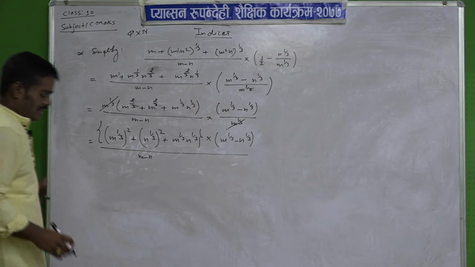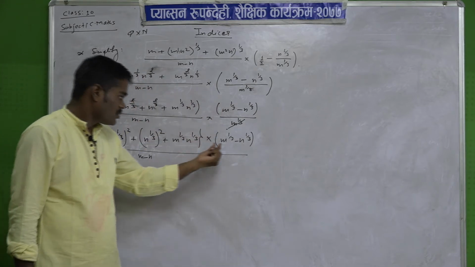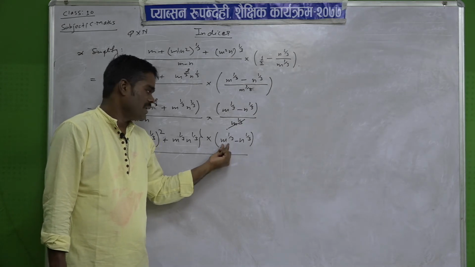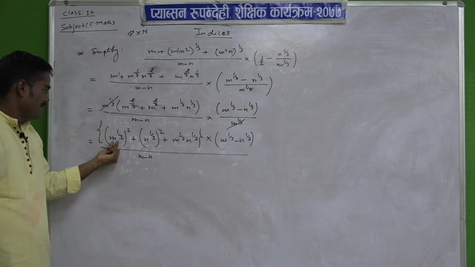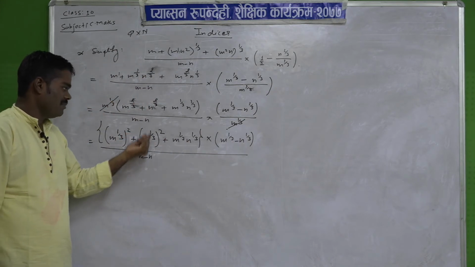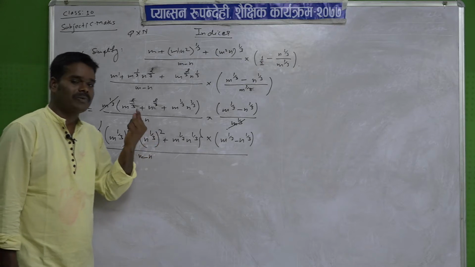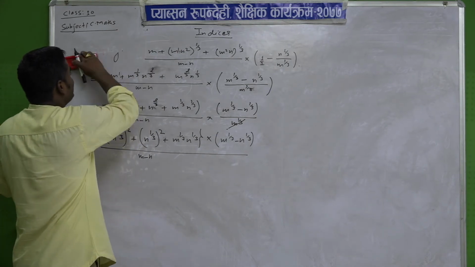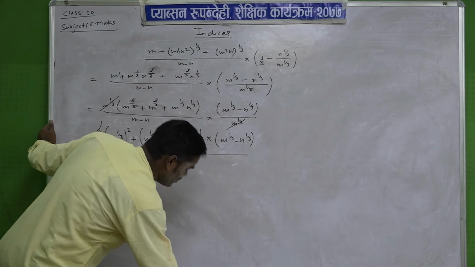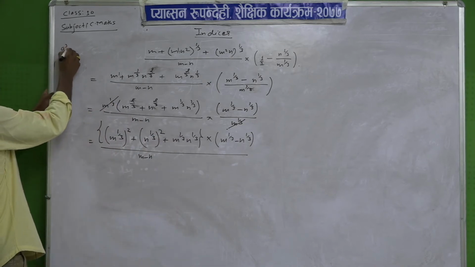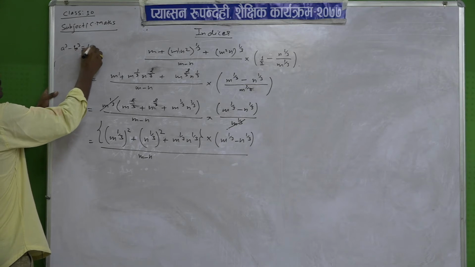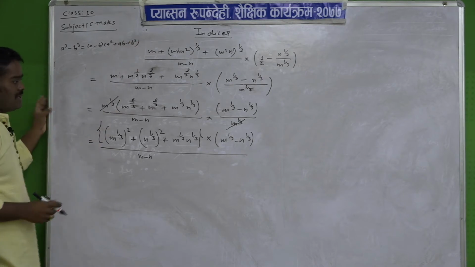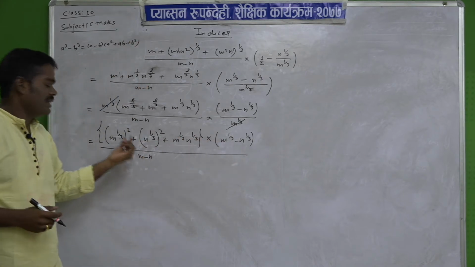Now, see there, let this total be A, and this total be B. So, A minus B, A square plus B square plus AB, means we can use the formula A cube minus B cube. So, see here, you know the formula of A cube minus B cube. What is the formula of A cube minus B cube? A cube minus B cube means A minus B, A square plus AB plus B square. So, see there, we can write this in the form of A cube minus B cube.